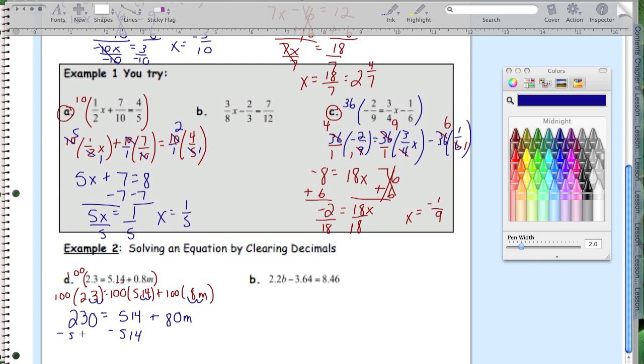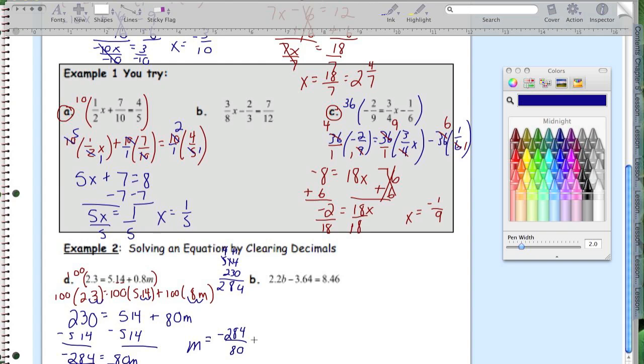Subtract 514, subtract 514. I'm going to do on the side, 514 minus 230. It's going to be 284. Negative 284 is equal to 80m, divide by 80, divide by 80. So I find that m is equal to negative 284 over 80.